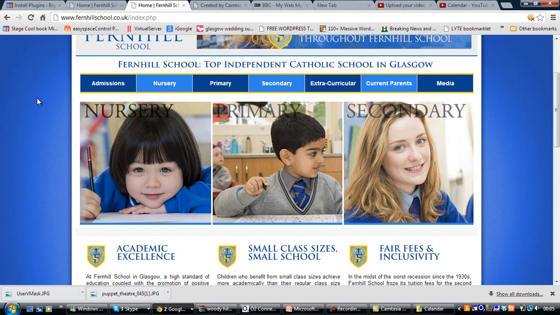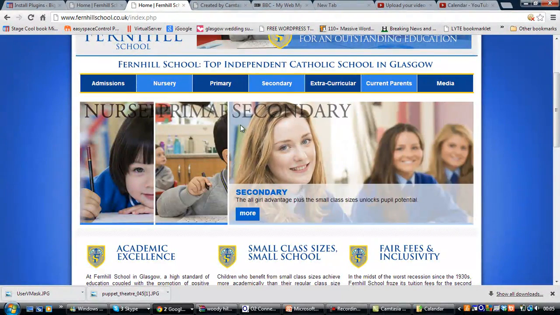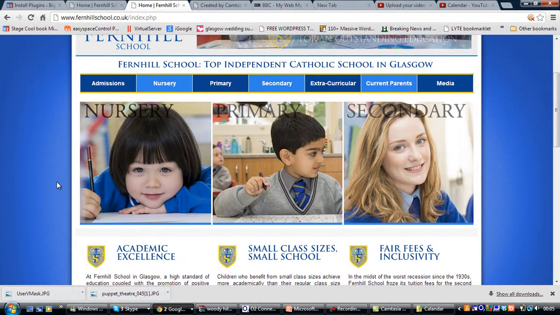Also, I think that the nursery is darker than the primary and the secondary, just the text of it, because it's going on top of this young lady's dark hair. So I would make all of these darker, if not changing that other thing.